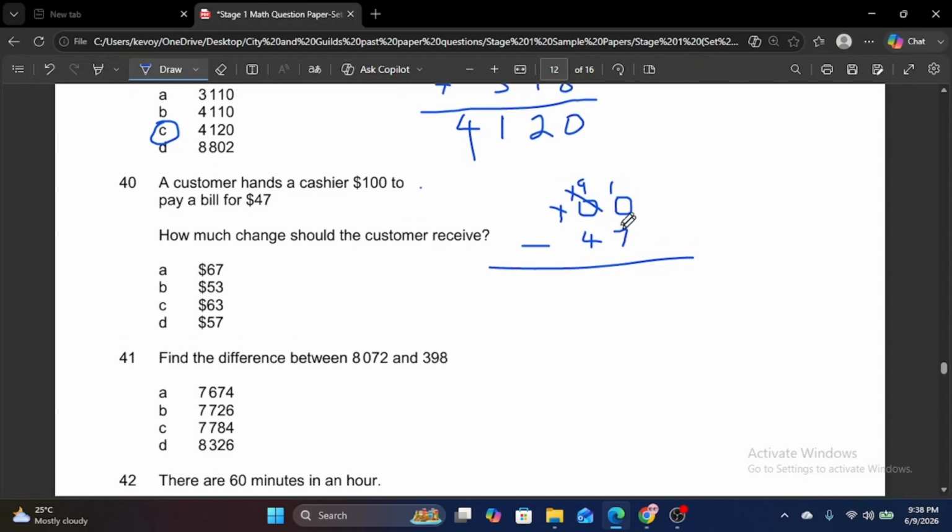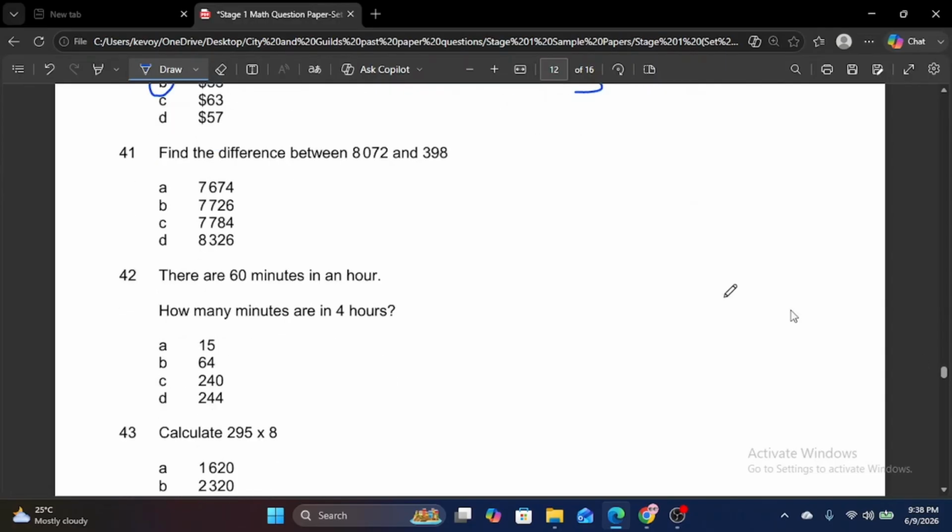Alright. So 7 from 10, you'll be left with 3. 4 from 9, you'll be left with 5. So that's gonna be your change. After subtracting 47 from 100, we're left with $53. Moving on to question 41.